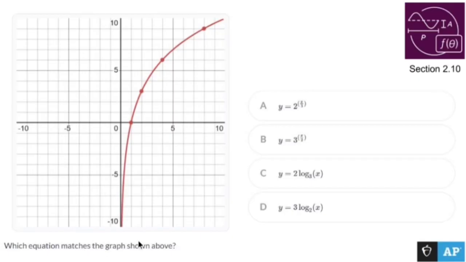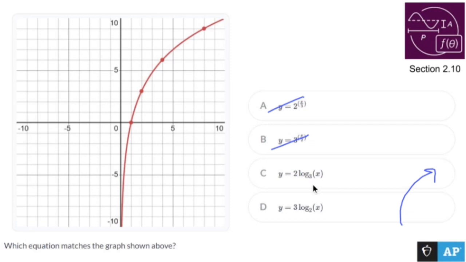Which equation matches the graph shown above? I'm going to do this in a very unique way. First things first, though, I know that this is a log because logs look like that. So it's C or D. Now, the way I can figure out which one is C and D, you can do some memorization, but I'm going to go about this in a very unique way.